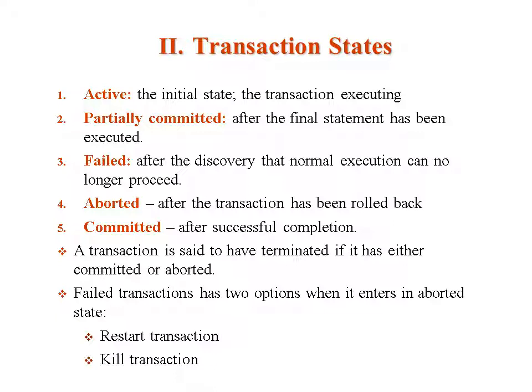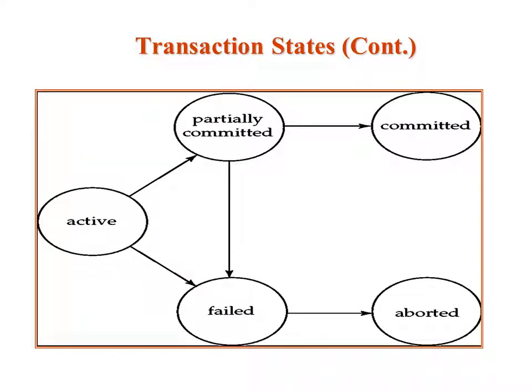The transaction has been failed. Now it is being rolled back and we have entered in the aborted state. Then the next is committed, that is after successful completion of any transaction. A transaction is also said to have terminated if it has either committed or aborted. Now, a failed transaction has two options when it enters the aborted state. First, either we can restart the transaction or we can kill the transaction. This is how any transaction can be transited in different transaction states.